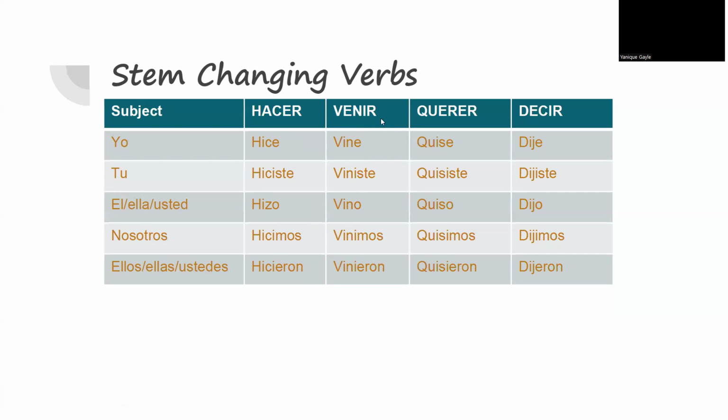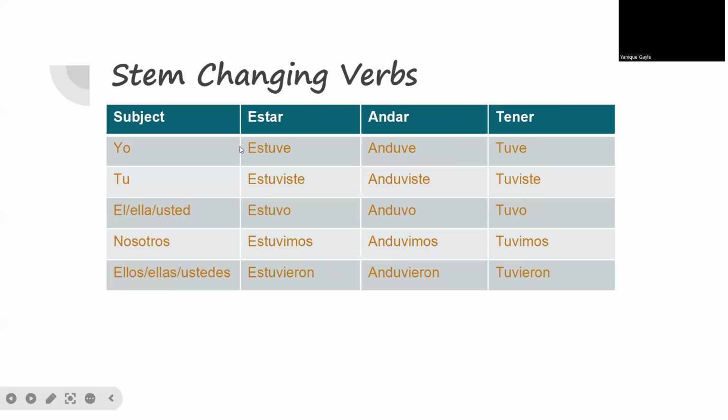Venir means to come. Vine, viniste, vino, vinimos, vinieron. Querer means to want. Quise, quisiste, quiso, quisimos, quisieron. Then we have decir, which means to say. Dije, dijiste, dijo, dijimos, dijeron. This is how we would conjugate these verbs in the past tense, and they're also from the stem changing verbs.